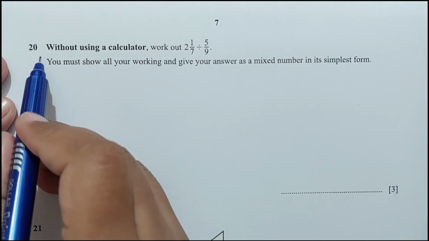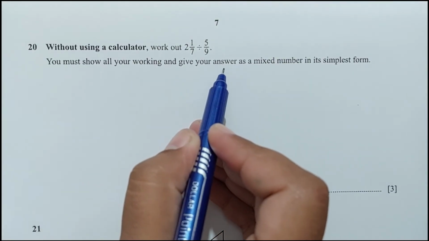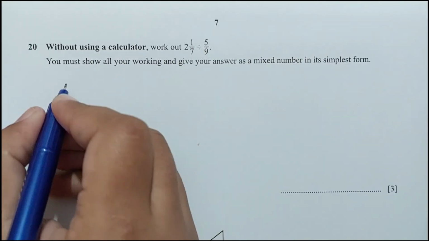Question number 20. Without using a calculator, work out this. You must show your working and give your answer as a mixed number in its simplest form. Okay, so 7 times 2 is 14.